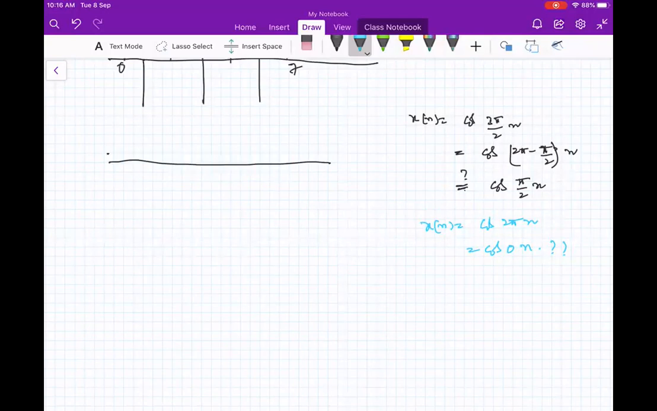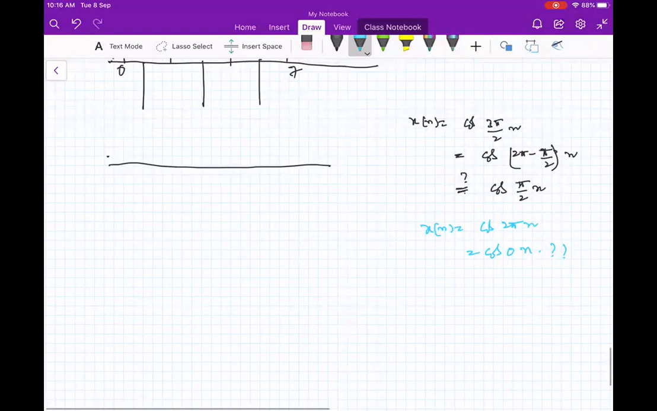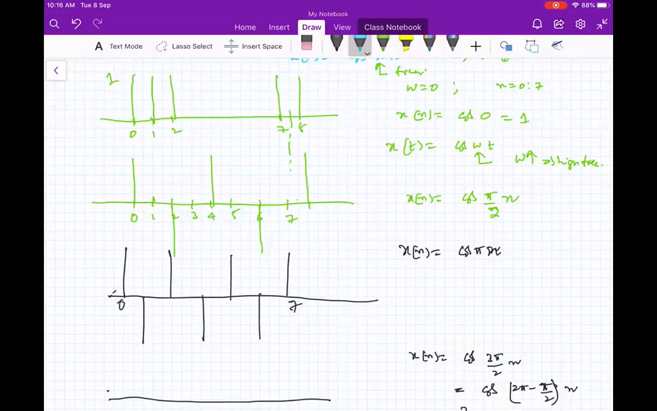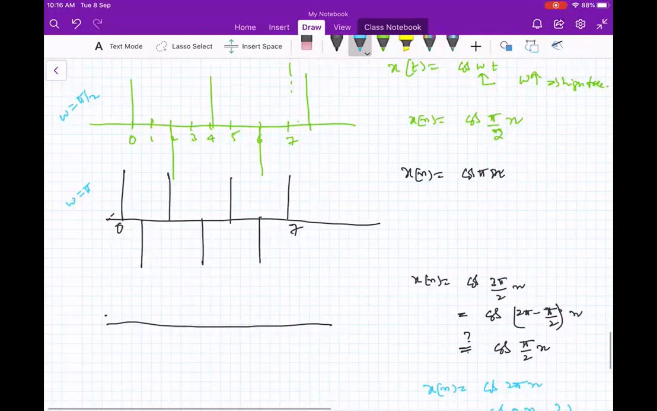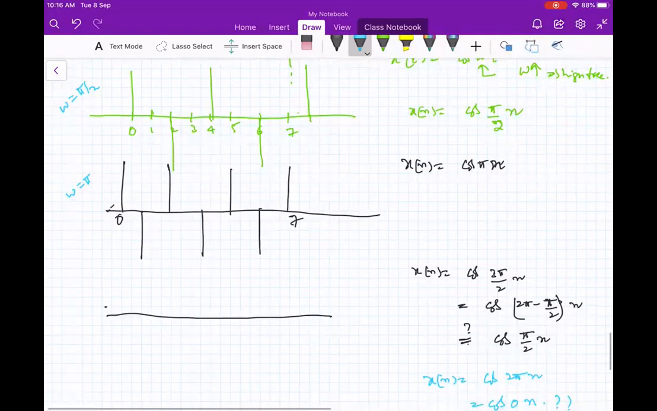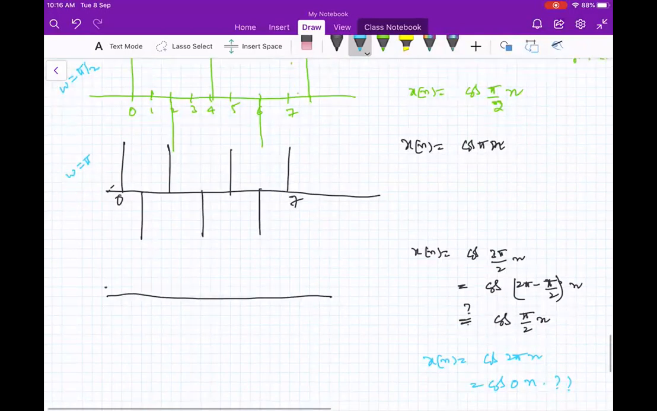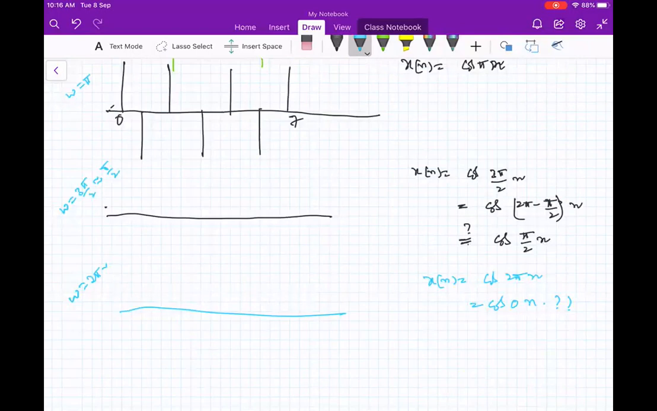So now given this, which do you think is the highest frequency here? This corresponds to the case when omega equal to 0, omega equal to pi by 2, and this is omega equal to pi. And omega equal to 3 pi by 2 will be similar to the omega equal to pi by 2 case, and then omega equal to 2 pi is equal to the omega equal to 0 case. Fine or not? This is what we have discussed so far.